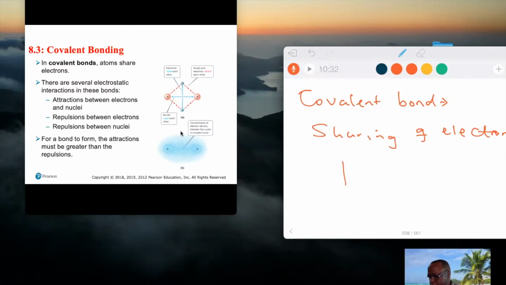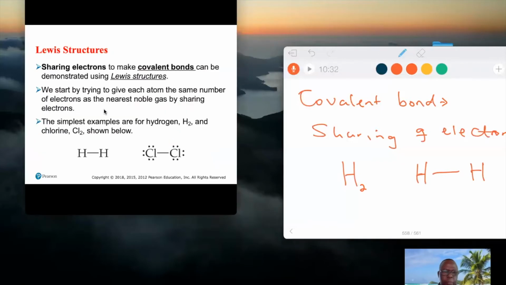You have seen this before for hydrogen gas. We indicate the shared electrons, or the chemical bond, by just a line. We will see that when we write the Lewis structure for a compound. So here is the sharing of electrons in terms of covalent bond. This is the type of bond which exists between two or more nonmetals to form a compound.